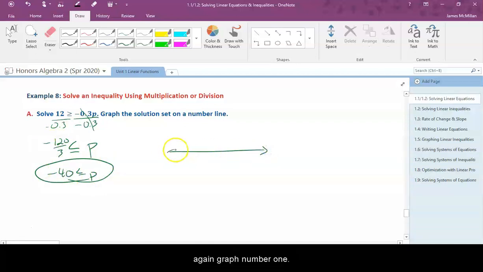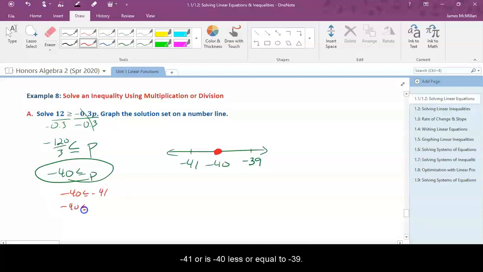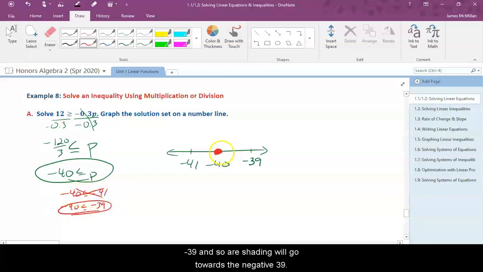Again, graphing our number line, negative 40 is in the middle, negative 41 to the left, negative 39 to the right. We're going to have a dot at negative 40 because we're equal to in this case. And which number is going to fit? Is negative 40 less than or equal to negative 41? Or is negative 40 less than or equal to negative 39? Negative 40 is less than negative 39. And so our shading will go towards the negative 39.